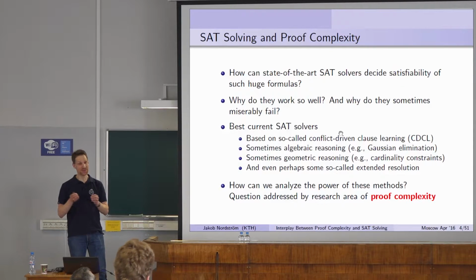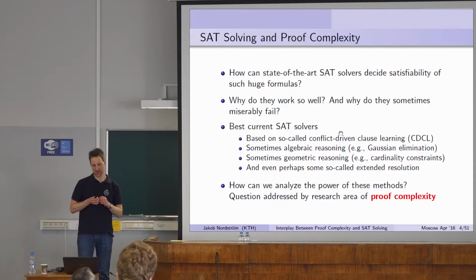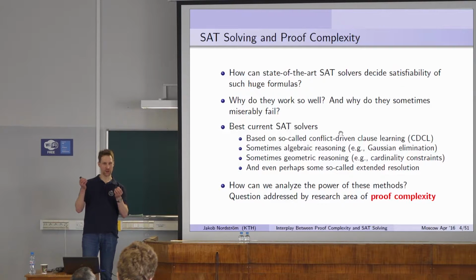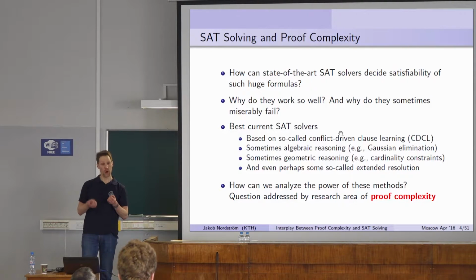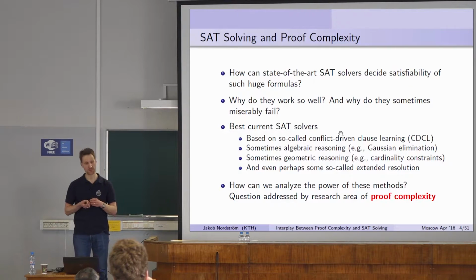But this, for me as a theoretician, raises a question. We have this stark dichotomy: sometimes you solve instances with millions of variables, sometimes 100 variables is far too hard. How can this be? What are these SAT solvers doing? Why do they work so well, and why do they sometimes miserably fail?